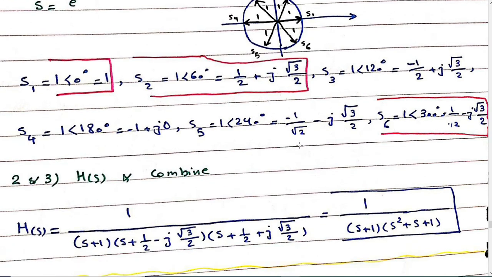Okay. S4 is minus 1. It means the root is minus 1. So s plus 1 will give me root minus 1. For this one, because we have minus, just send it to the other side of the equation. You will get plus 1 over 2 minus j square root of 3 over 2. And for this one, send it to this side of the equation, plus 1 over 2 and plus j square root of 3 over 2.